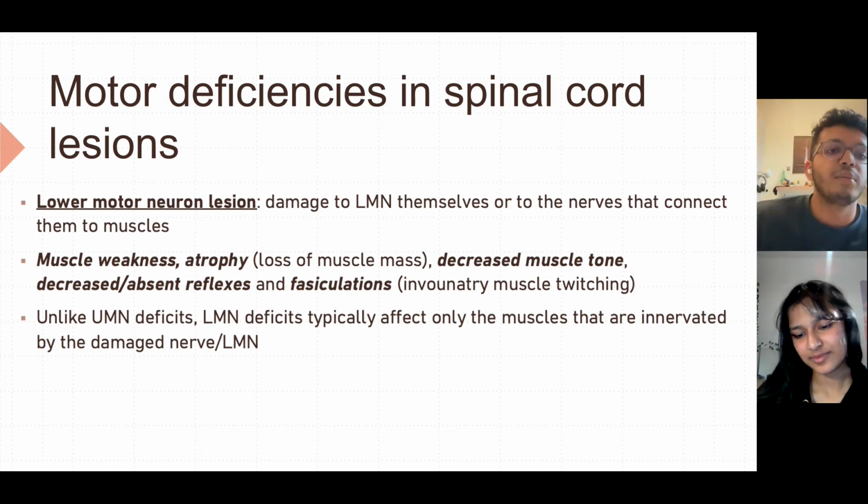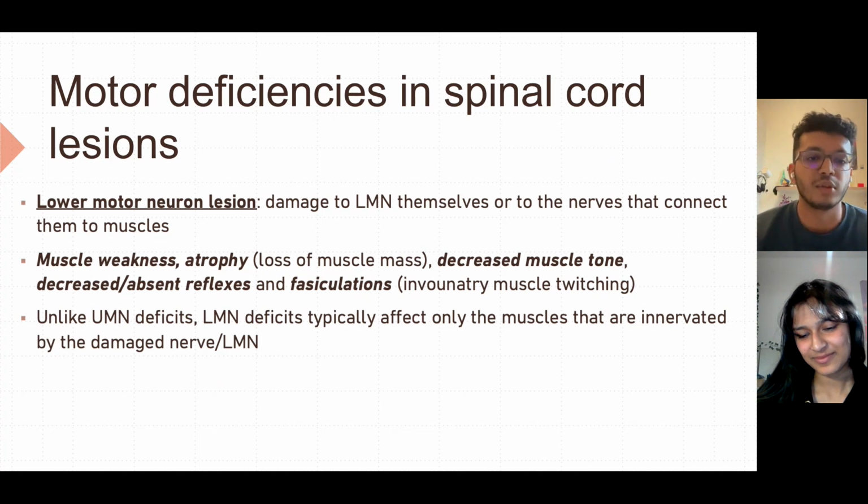Yeah, and then we have the lower motor neuron. So this can be damage to the neuron itself or the nerves that connect them to muscles. So anywhere from that neuron in the anterior motor horn till the muscle, if the nerve gets damaged, we classify that as a lower motor neuron lesion. So in this case, you'd also have muscle weakness. In any upper or lower motor neuron lesion, you'll have muscle weakness, but the other manifestations are different.